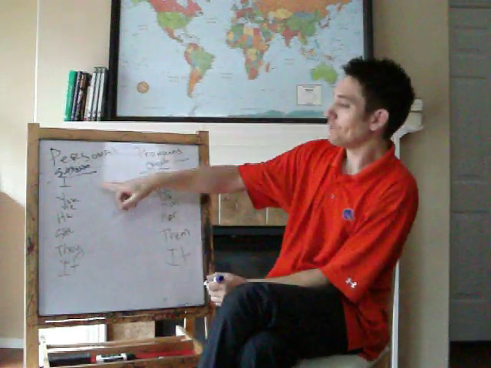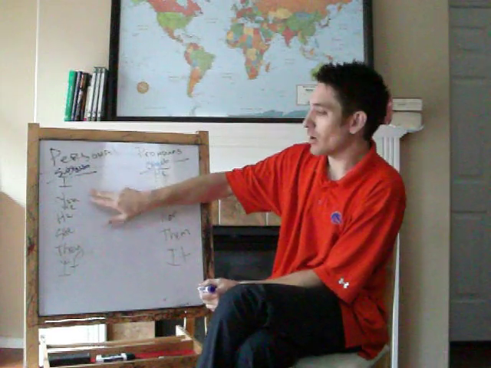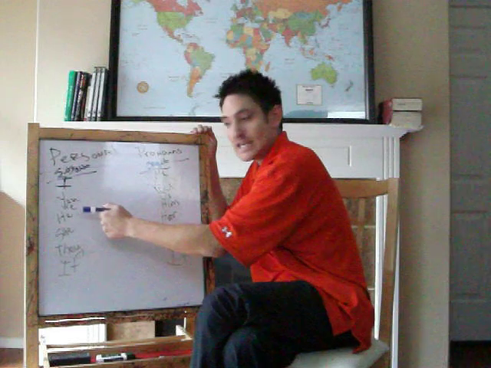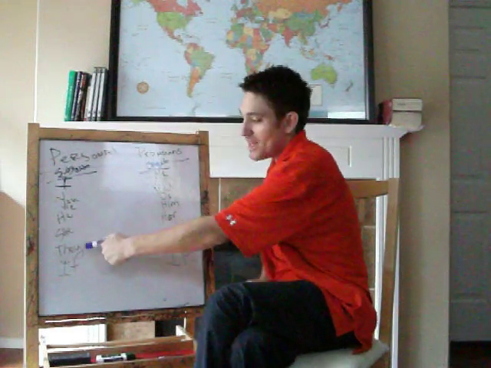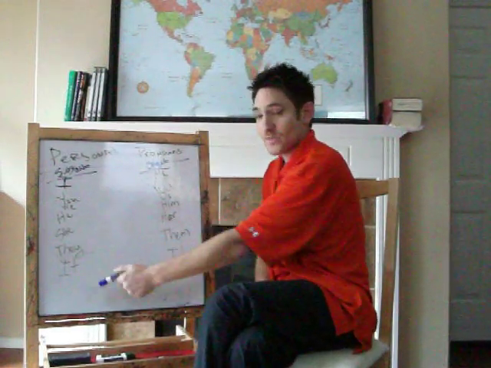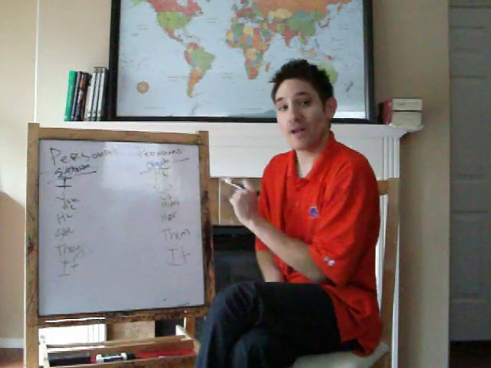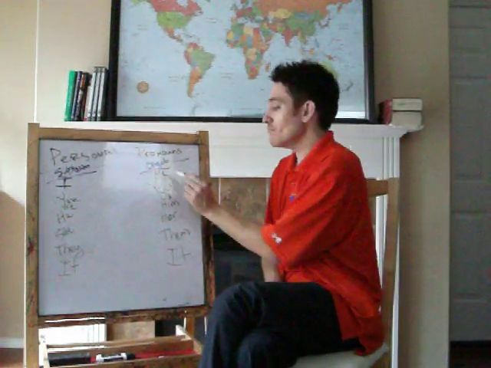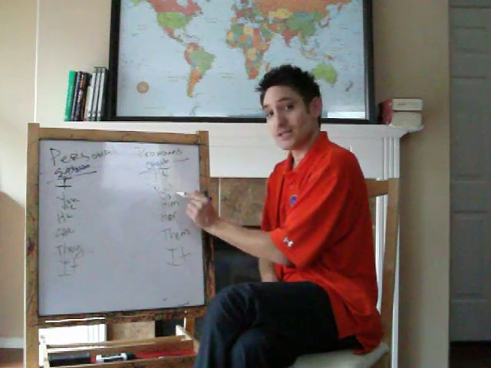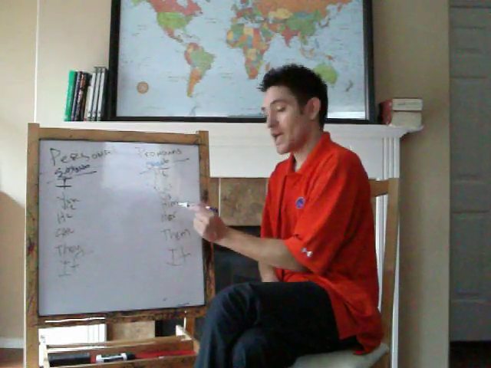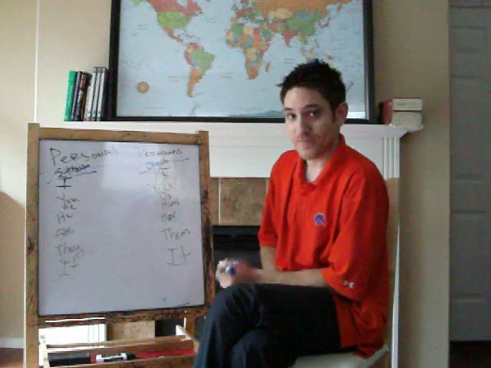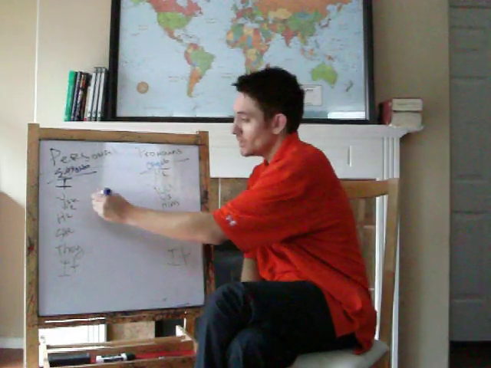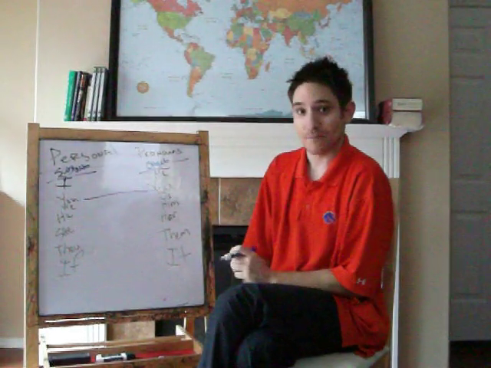Okay? So subject personal pronouns are I, you, we, he, she, they, and it. The personal pronouns that are object personal pronouns, which we'll get into in a moment, are me, you, us, him, her, them, and it. Now I want you to note that some of these are the same. You and you are the same.